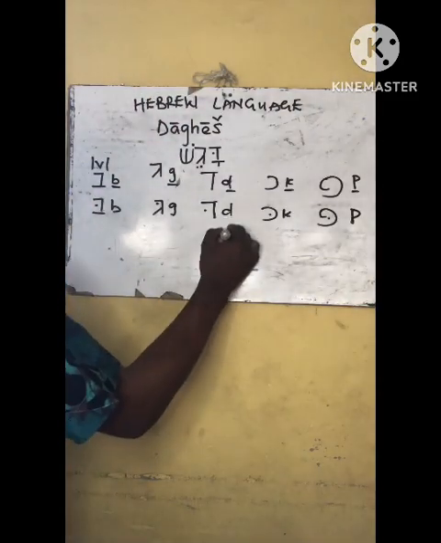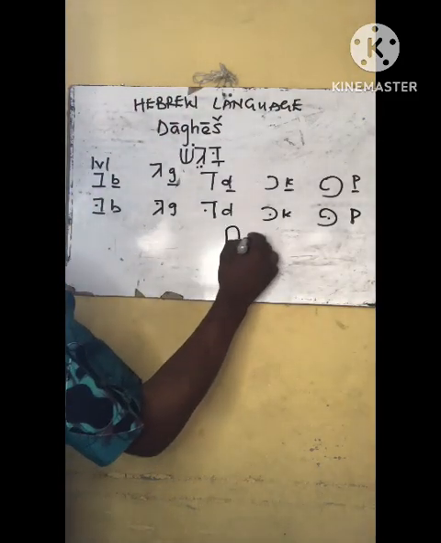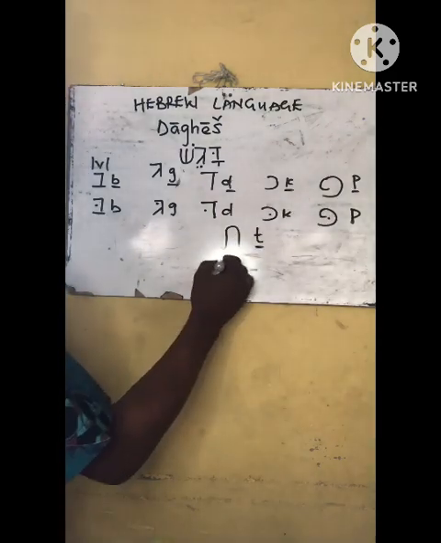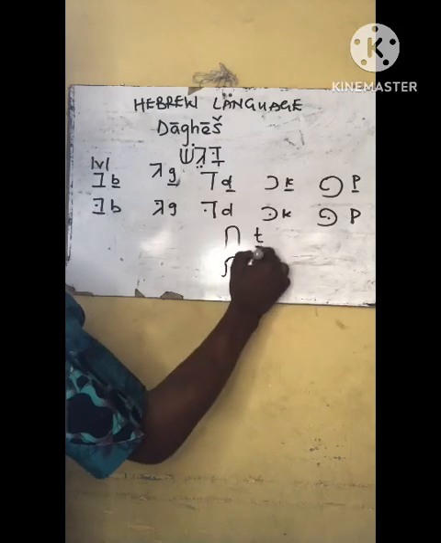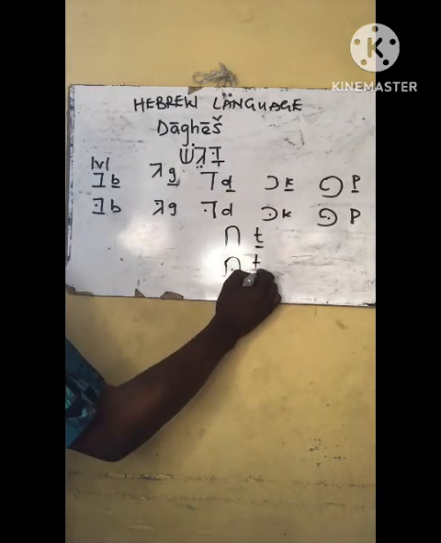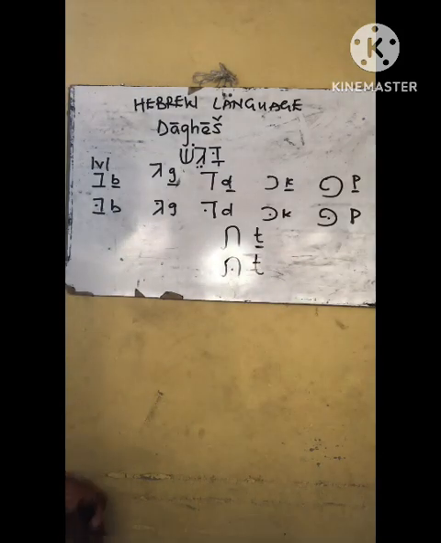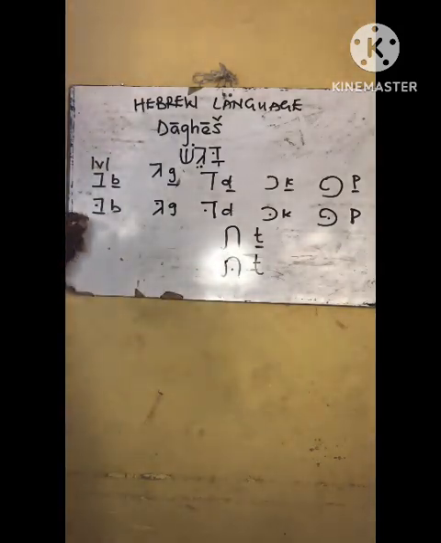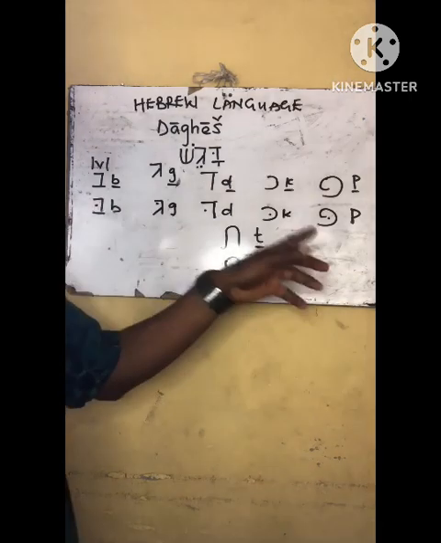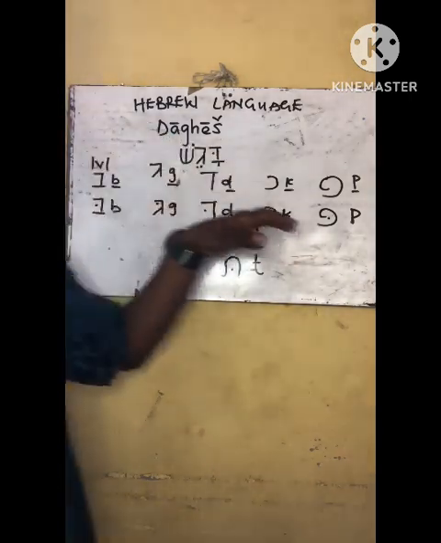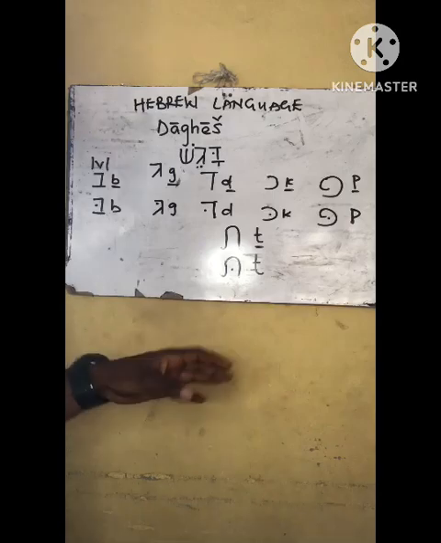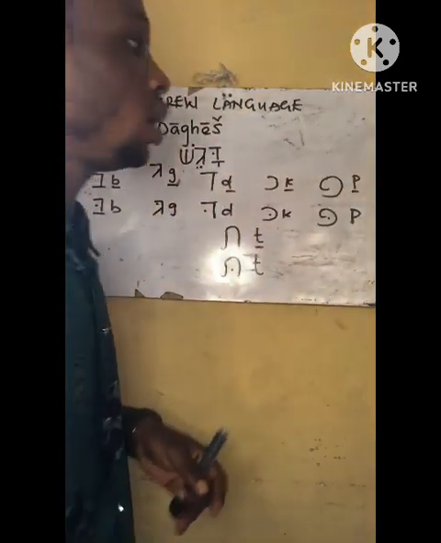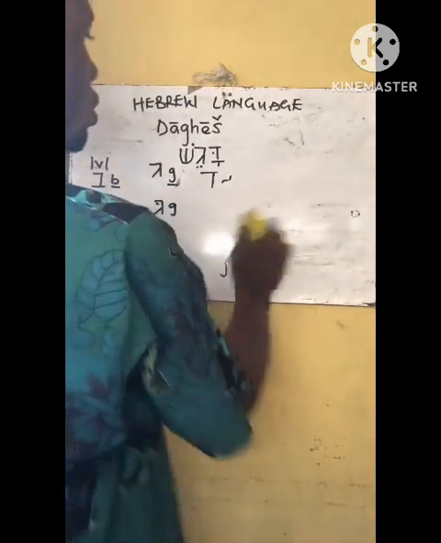And the last one is thou. This is thou, very soft and transparent, and it becomes tau when there is a Dāghēš in it. So that's quickly the revision of that. I told you that the dots placed in these 6 special letters are called the Dāghēš lean. So quickly, let's go into the Dāghēš fort.